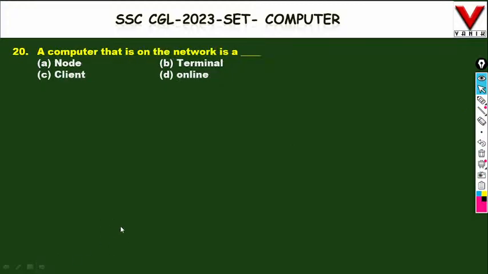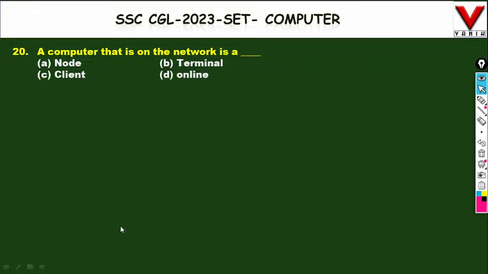A computer that is on the network is called. A computer that is on the network is called. Network is the connection of different computers. Network is the connection of more than one computer.